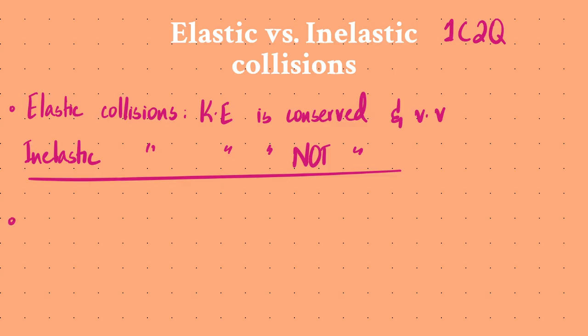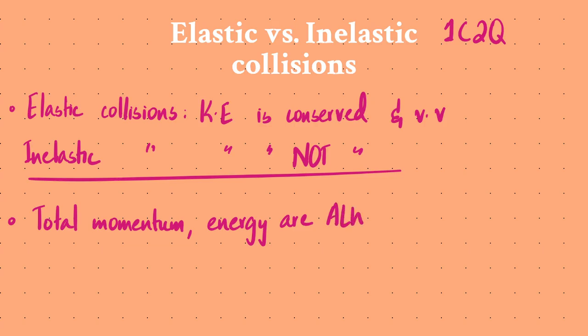Oftentimes the examiner tries to confuse students with these ideas, asking what happens to the momentum or what happens to the total energy. Those are universal laws that apply to all types of collisions, irrespective of whether it's elastic or inelastic. So always remember that total momentum and similarly total energy are always conserved. Regardless of whether it's elastic or inelastic, this always happens.